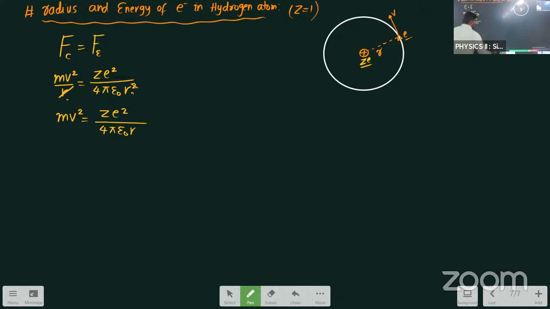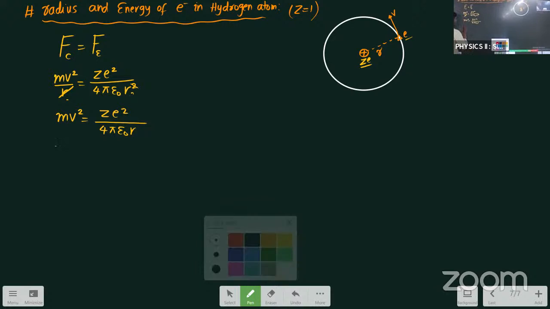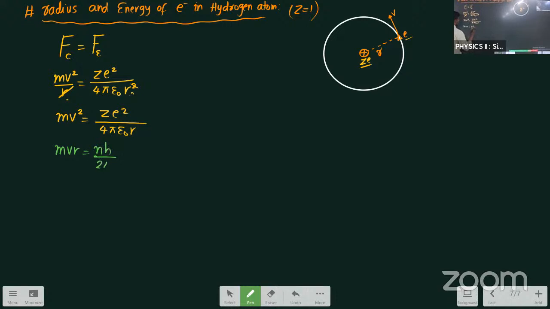Now everyone carefully see here. Now we know that according to Bohr's quantization rule, mvR is equal to nh divided by 2 pi. From here I can write v is equal to nh divided by 2 pi m into R.